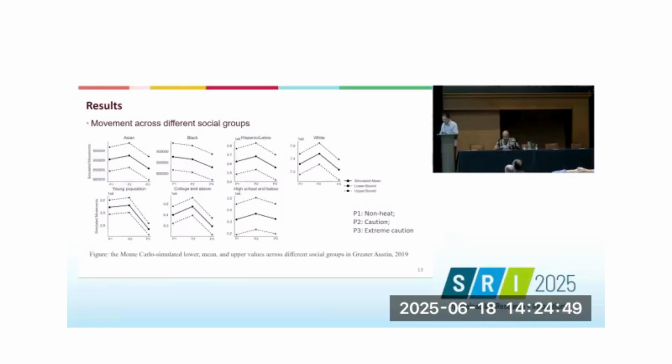So those are partially our results. This is basically the general movement across the different social groups that we have. As we can see, the general pattern is that from the non-heat period to the heat period, people's movement increases, but from the caution period to the extreme caution period, people's movement decreases a lot.